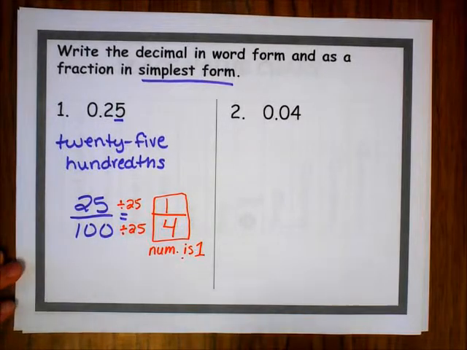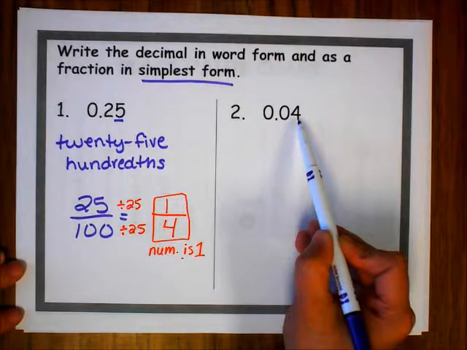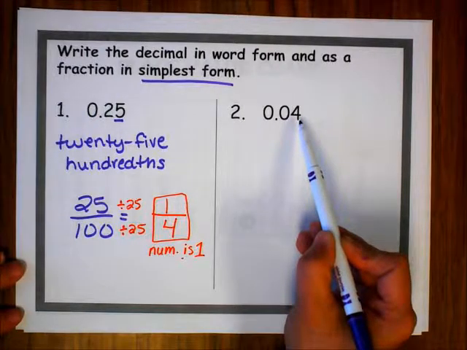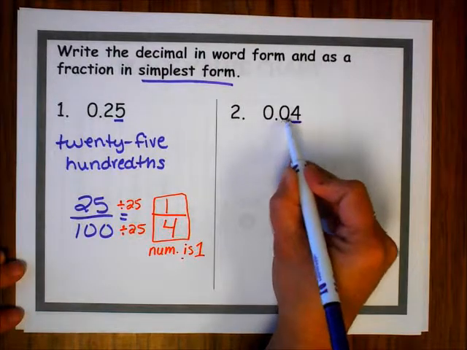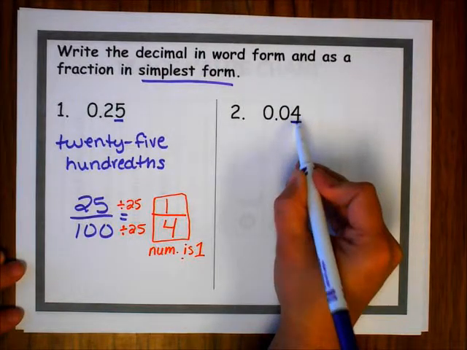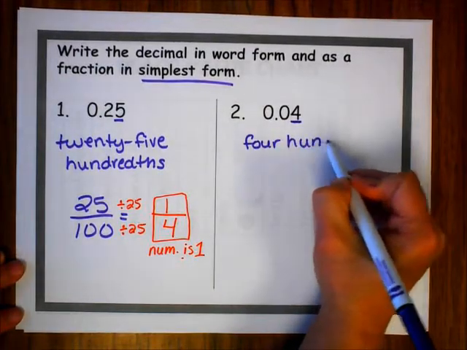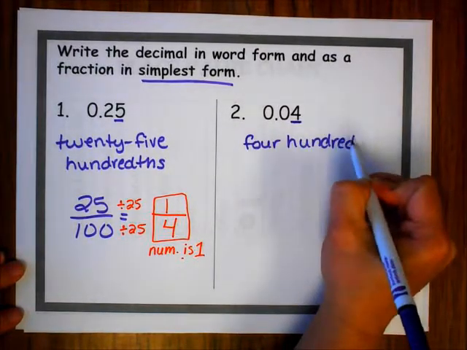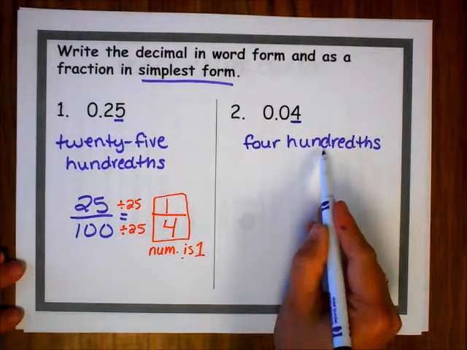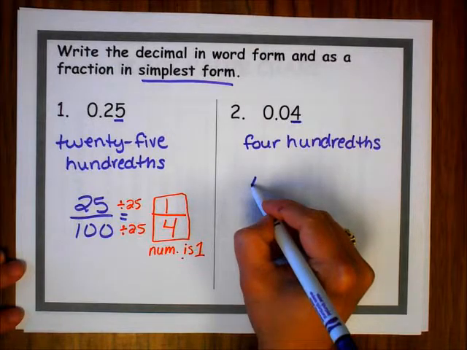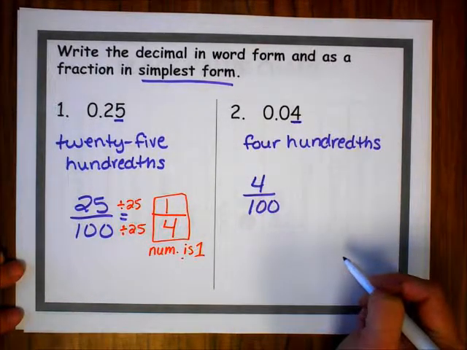Number 2. I need to start by writing 0.04 in words using correct place value words. So I look at the last number, the 4. It's in the hundredths place. So that number is 4 hundredths. Then I need to write 4 hundredths as a fraction. So 4 hundredths is 4 over 100.